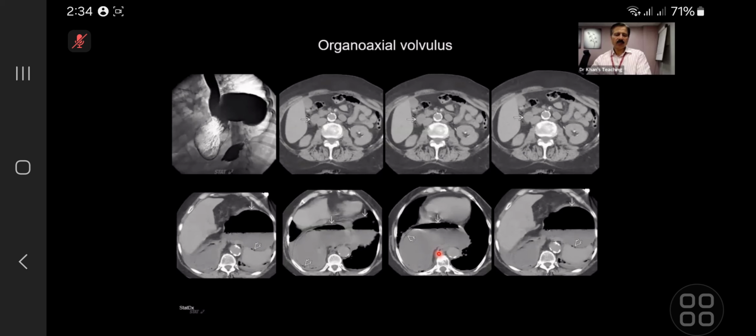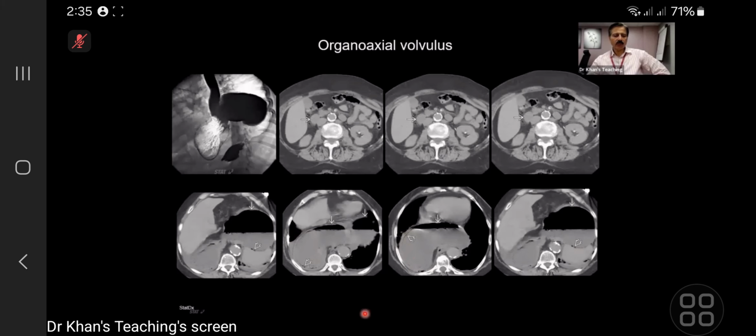Now, the classical exam film, which might come in your exam, is the example here from StatDx, where this is a volvulus. So you pick up a volvulus, and you are very happy that you have picked it up, but the examiner is still not satisfied. Key thing here is to pick up these foci of air. And these foci of air are intramural air.